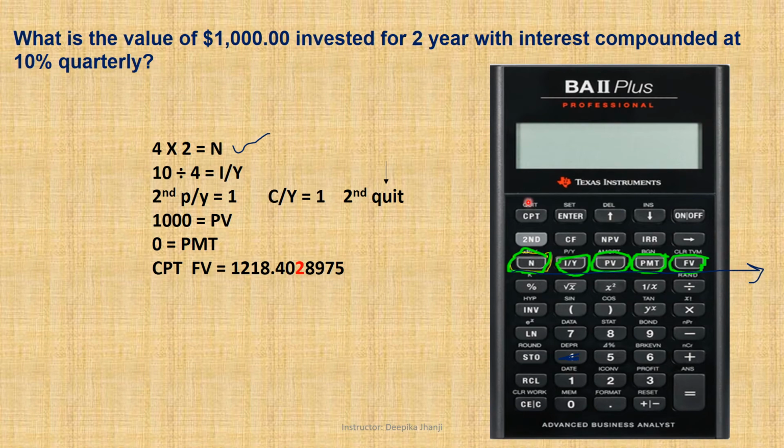Okay, and in the end you'll input CPT. What do you want to calculate? FV. So you'll do CPT, which means compute future value. And your screen will display negative 1218.402, which you can round off again. The negative sign is for the cash flow. You can consider it positive later on. So the future value becomes positive 1218.40.